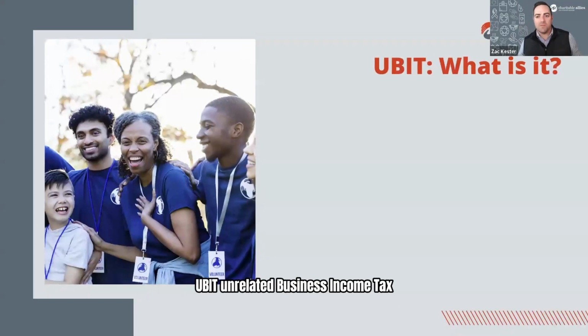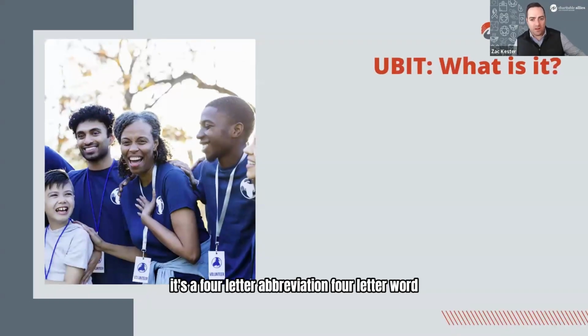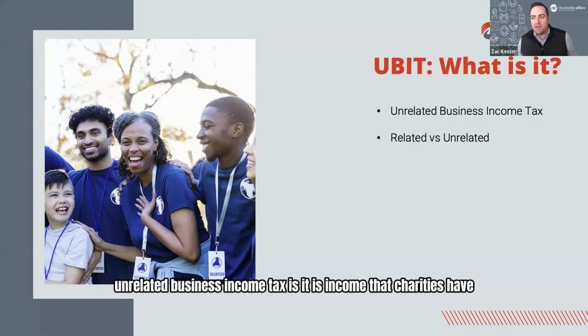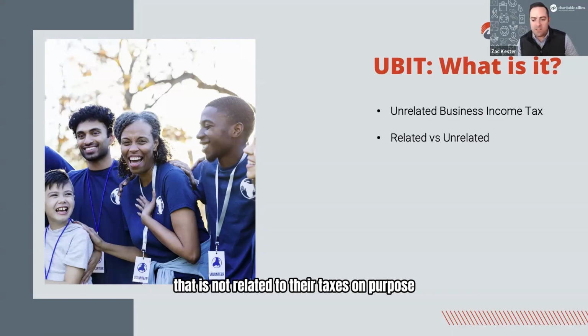UBIT, unrelated business income tax. It's a four-letter abbreviation, four-letter word. It shouldn't actually be all that scary for nonprofits. Unrelated business income tax is income that charities have that is not related to their tax-exempt purpose, and they have to pay tax on that income, and it's tax on the net income.